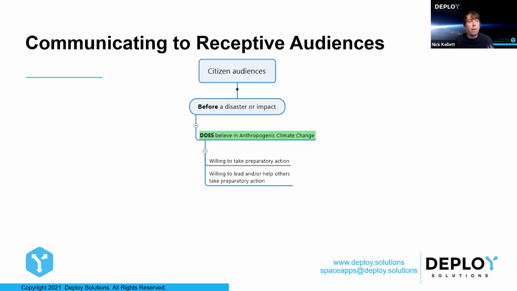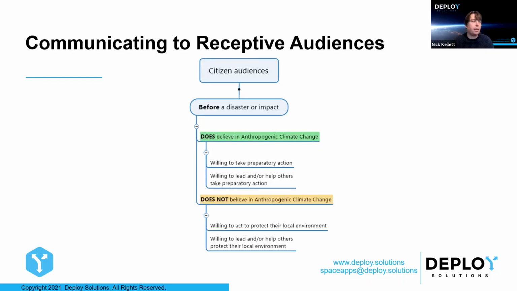However, we think that we should be trying to communicate to people before a disaster impact. And so the people who accept anthropogenic climate change are certainly likely to be a receptive audience, and they're willing to take preparatory action, or they're willing to lead and or help others take preparatory action. If they don't accept the scientific understanding or they don't believe in anthropogenic climate change, but they are willing to act to protect their local environment, or they're willing to lead and or help others protect their local environment, they're receptive too, we think, to these messages. So we don't think we should exclude anybody based on whether they accept that climate change does or does not work, if our goal is to encourage people to take positive action no matter what, which I believe it is.